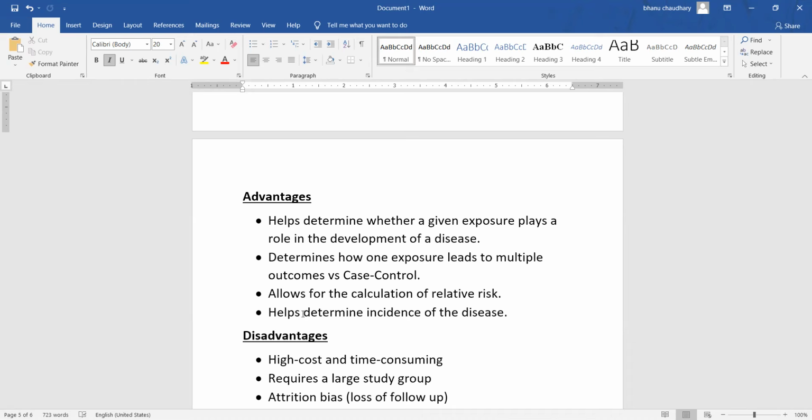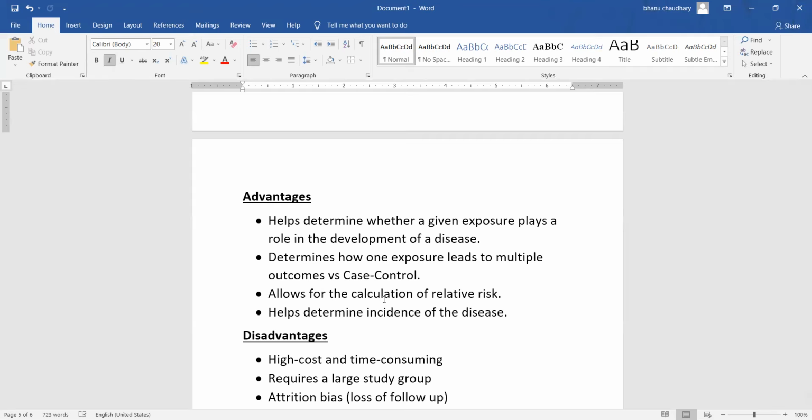Okay. And you can also determine how one exposure can lead to multiple outcomes. Okay, how one exposure can lead to multiple outcomes, versus in case of a case control study, you are checking how a disease can happen by multiple risk factors. See, in case of a cohort study, you are looking at how a single exposure can cause multiple outcomes, but in case of a case control study, you are looking at how one outcome can be caused by multiple exposures.